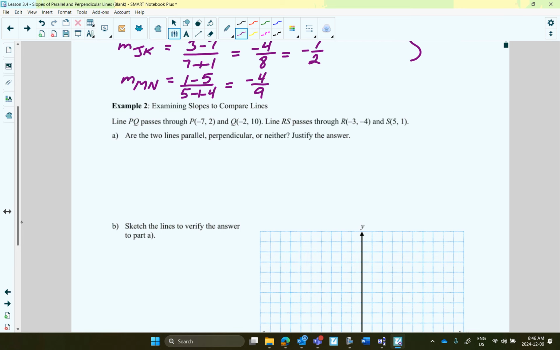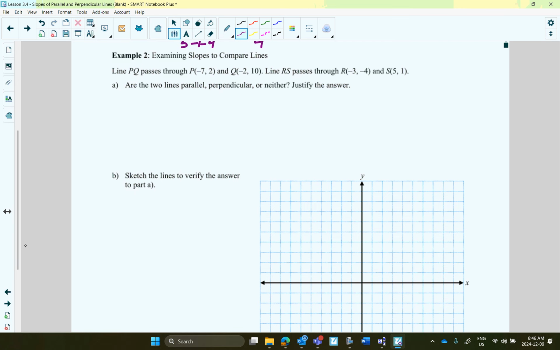Okay, second example. We've got two lines, PQ and RS, given 2 points each, and we're asked to find if they're parallel, perpendicular, or neither. How would you find that out? What would you have to do? Find the slopes. So I want you guys to go ahead and find these two. You should be comfortable using the slope formula.